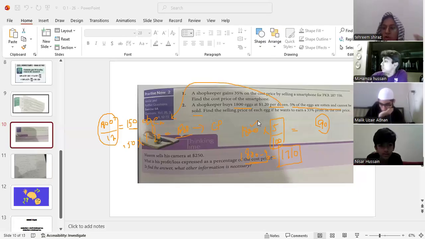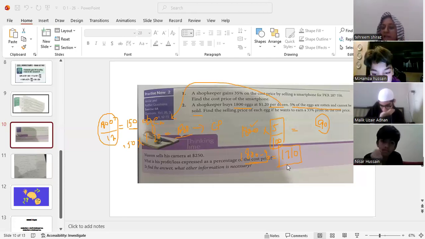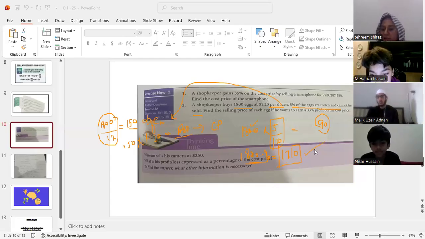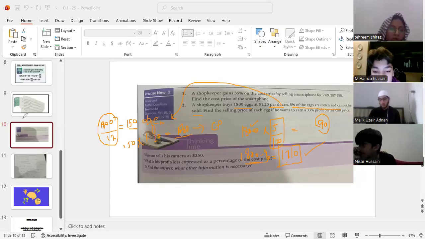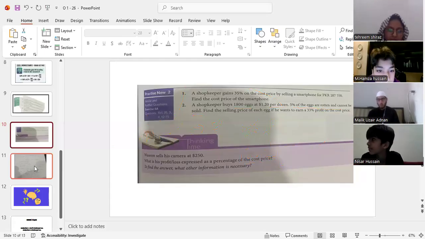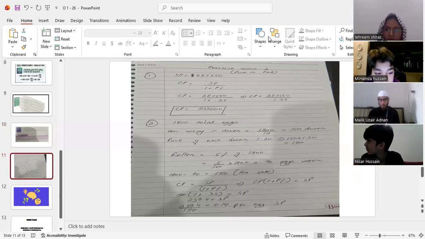We need to know the sales price of each egg, and do remember that the total eggs we can sell is only 1710. It will not be 1800, it will be 1710, and we need to calculate the sales price of each egg of 1710. Is this clear to everyone? Okay, now I'm going to show you the solution of this one and then I will solve it by myself. Just a second. Okay, see this.